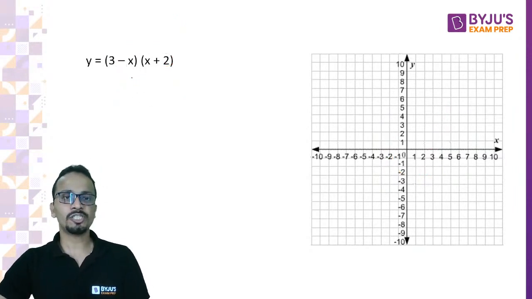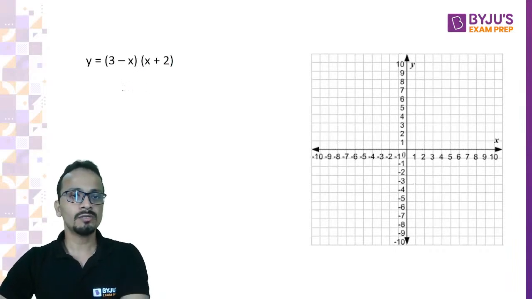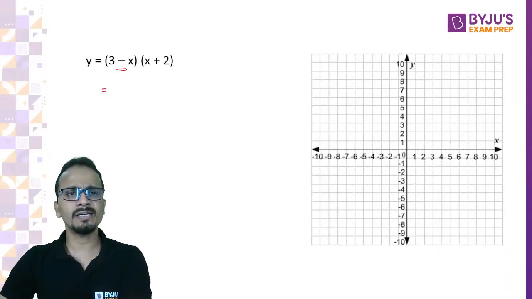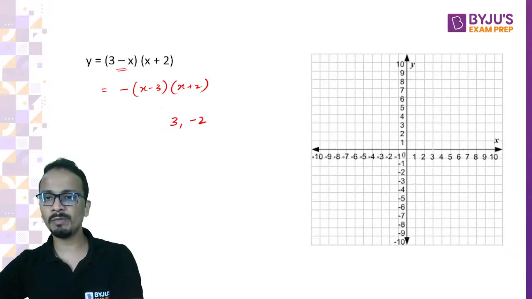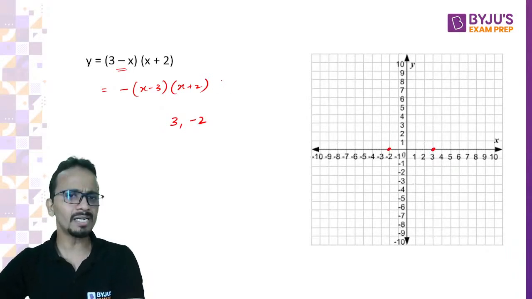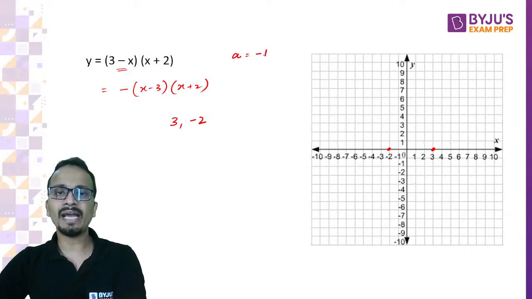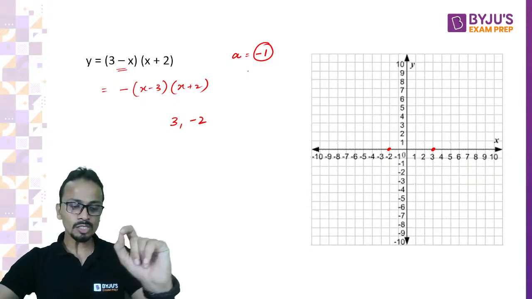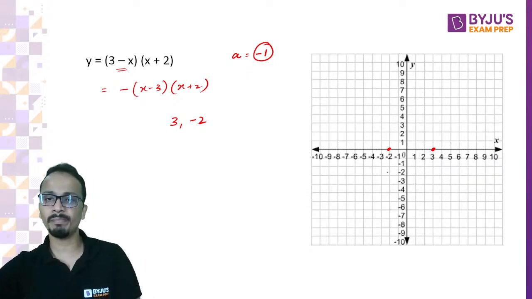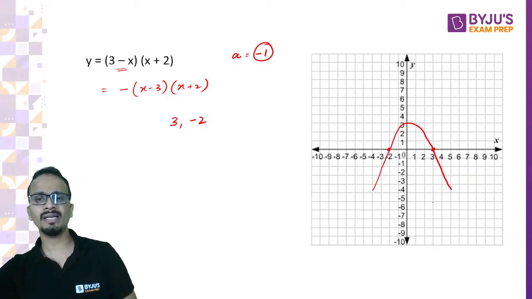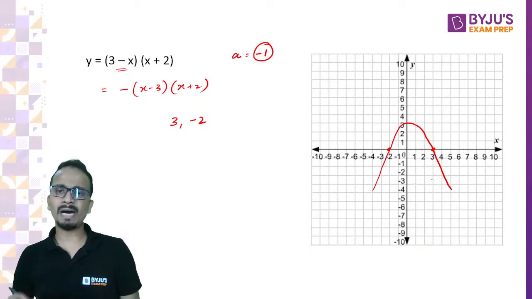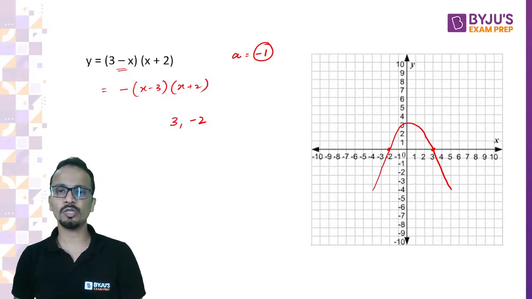Now moving on to the next expression, (3 minus x) into (x plus 2). What I'll do is take minus common from here. So minus bracket (x minus 3) into (x plus 2). Again in this case the roots are 3 and minus 2, so the graph will pass through plus 3 and minus 2. But in this case the value of a is minus 1, and hence it's a negative number. So this particular graph will be a downward opening parabola. The general shape of this graph will be something like this: a downward opening parabola passing through x equal to minus 2 and x equal to plus 3.